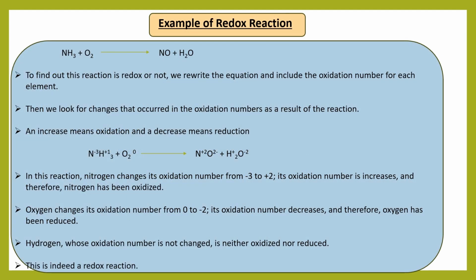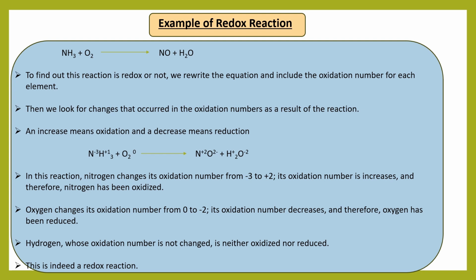Example of a redox reaction. Here we can see ammonia reacts with oxygen and makes NO plus H2O. To find out whether this reaction is redox or not, we rewrite the equation and include the oxidation number for each element. Then we look for changes that occurred in the oxidation numbers as a result of the reaction. An increase means oxidation and a decrease means reduction.